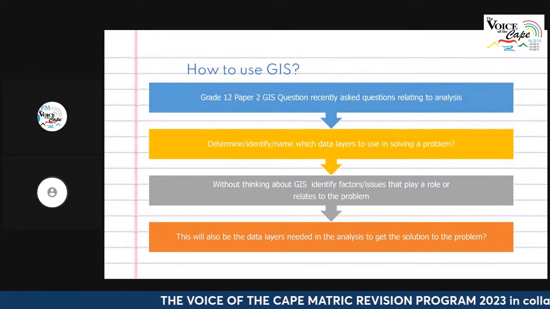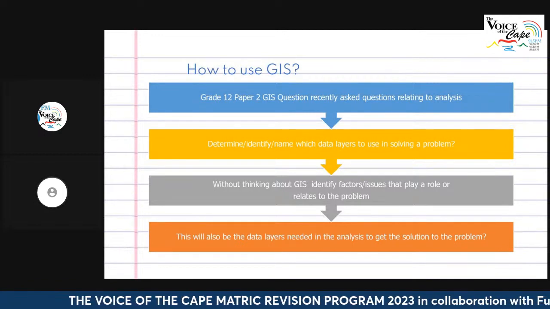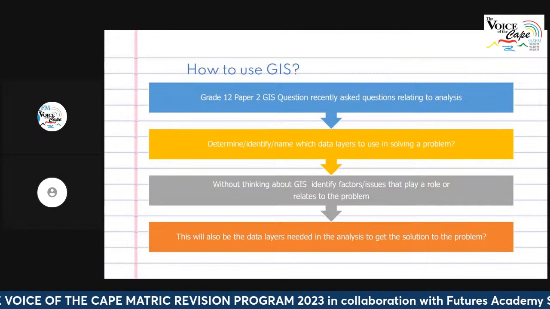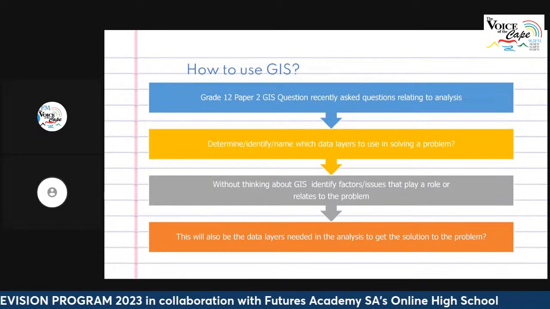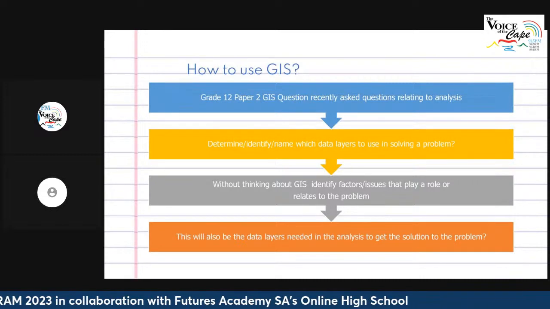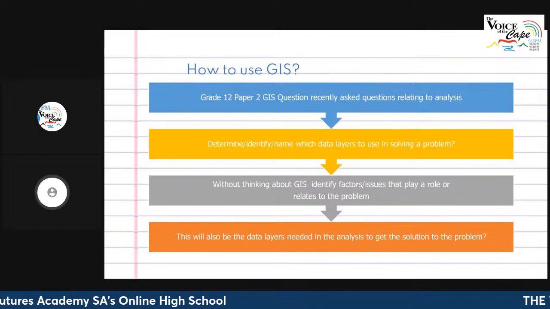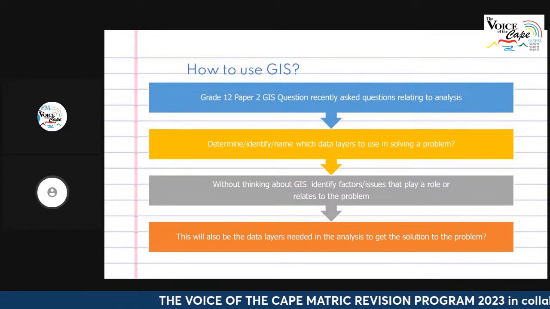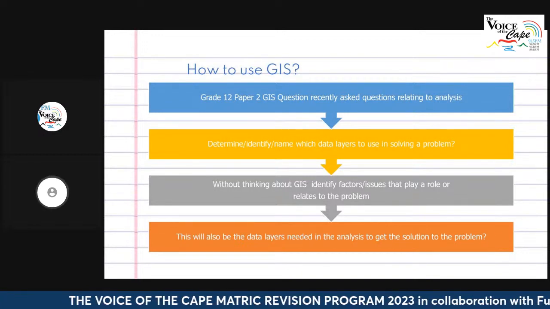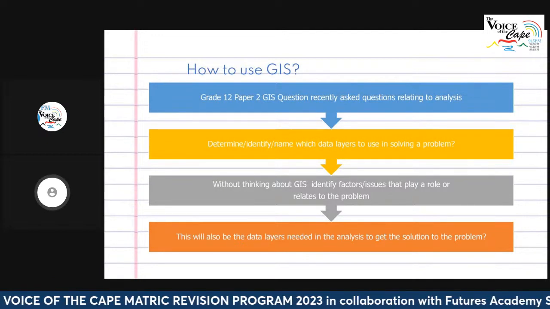The next one that they could ask you for is, without thinking about GIS, identify factors or issues that play a role that relates to the problem. So this is now your predetermined type of knowledge that you would use. So maybe they're asking you about a shopping center. Do you think that this area is viable to get a shopping center? So what would you look at?